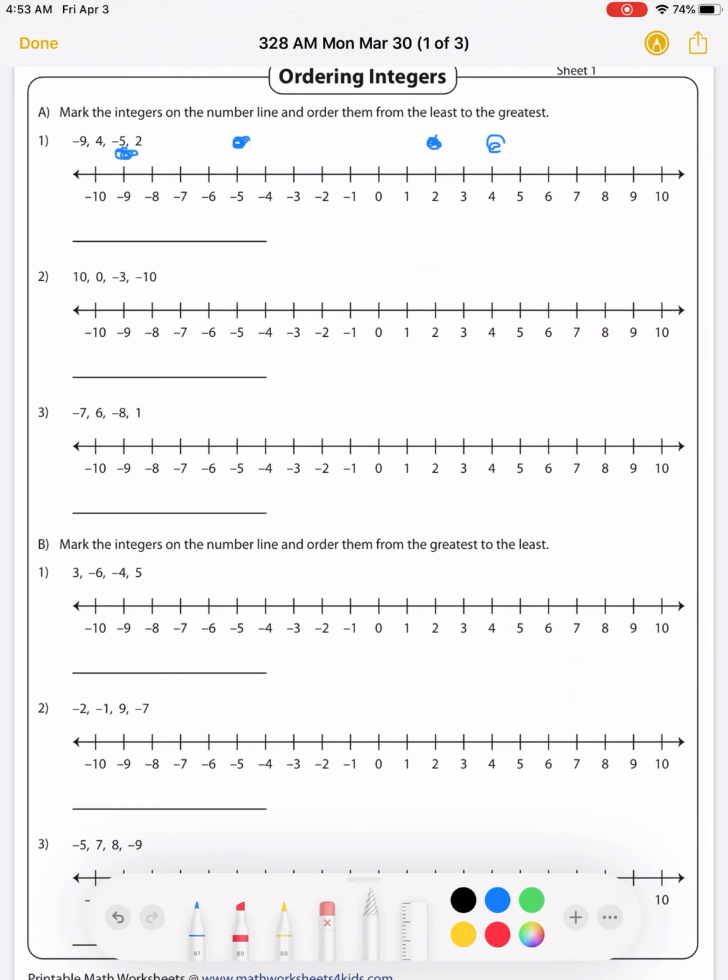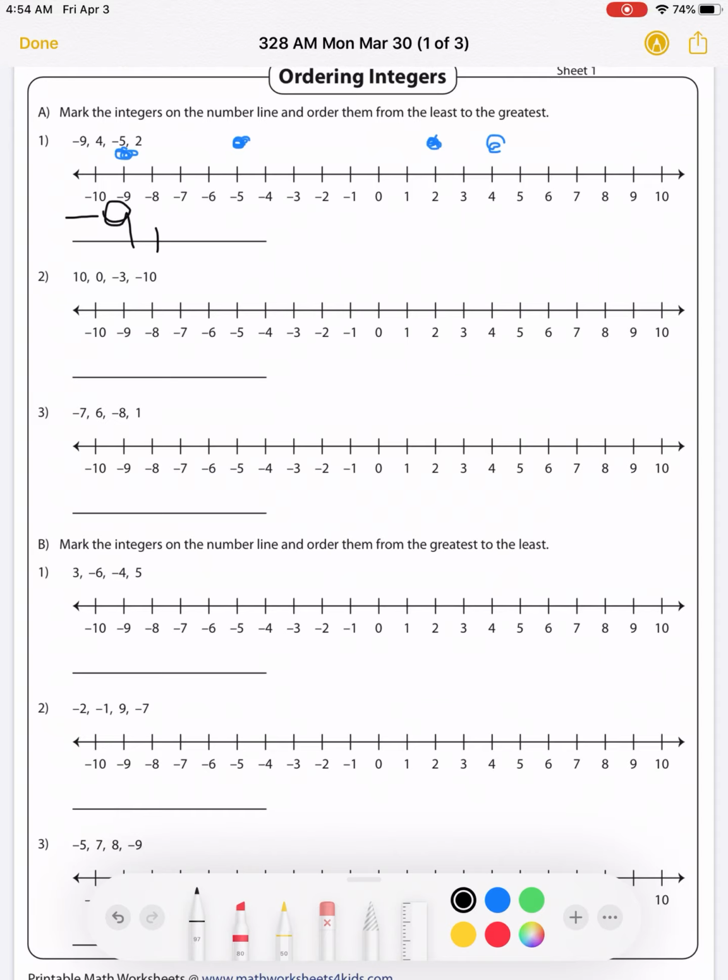Then it says write them from least to greatest on the number line. Don't get fooled. Remember, the further you go down here, the lesser the value. So the least of these numbers would be the number that's the furthest down here. So that is number -9 for us, out of the numbers that we indicated. So I would write -9 first.